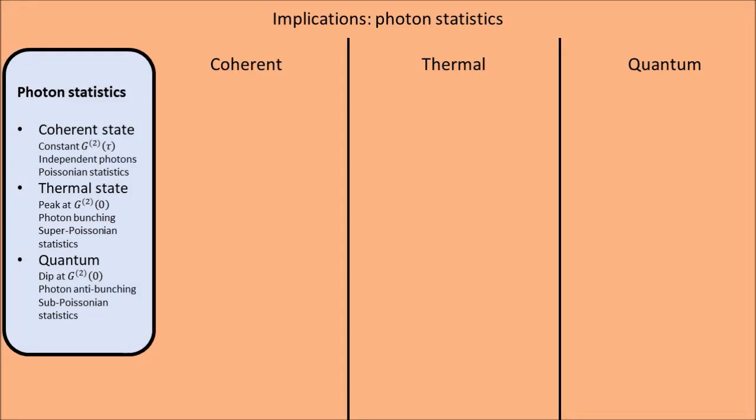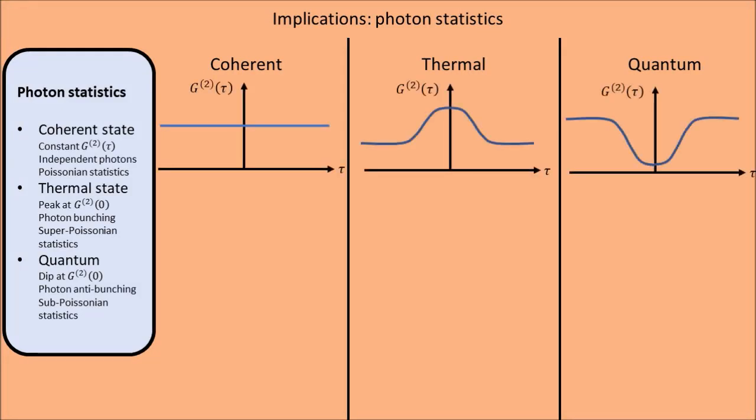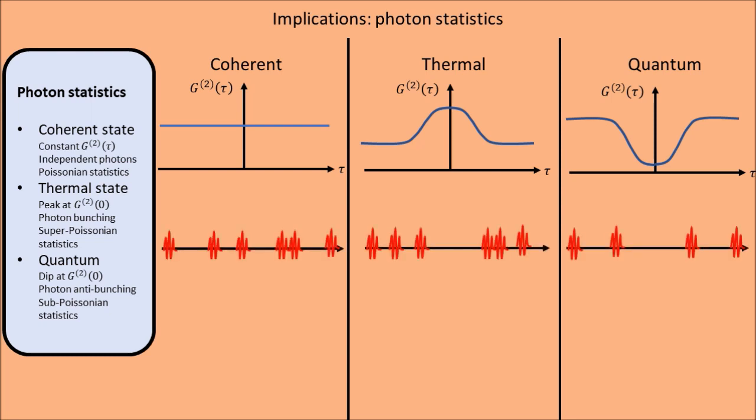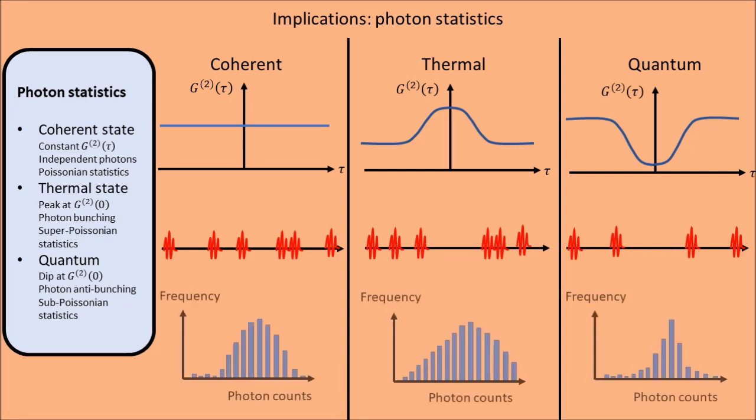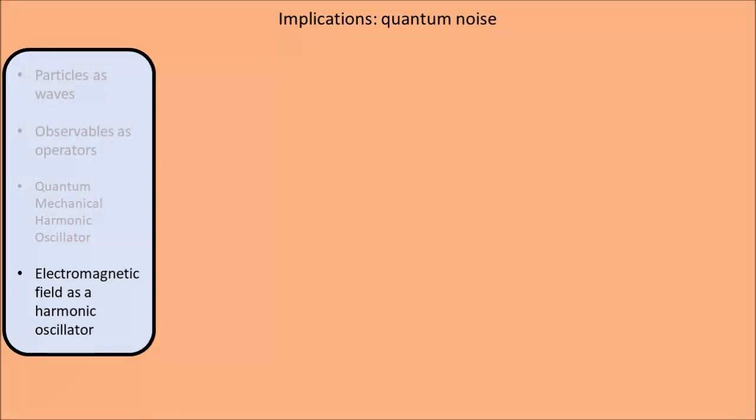One way to distinguish them is by looking at the second-order correlation function G2 of tau, which classically describes intensity correlations. Another way is by looking at whether photon detections are uncorrelated, bunched, or anti-bunched. A third way is by looking at whether the photon statistics follow a Poissonian, super-Poissonian, or sub-Poissonian distribution. So now we know the theory behind quantized light and how this theory can explain certain experimental observations.